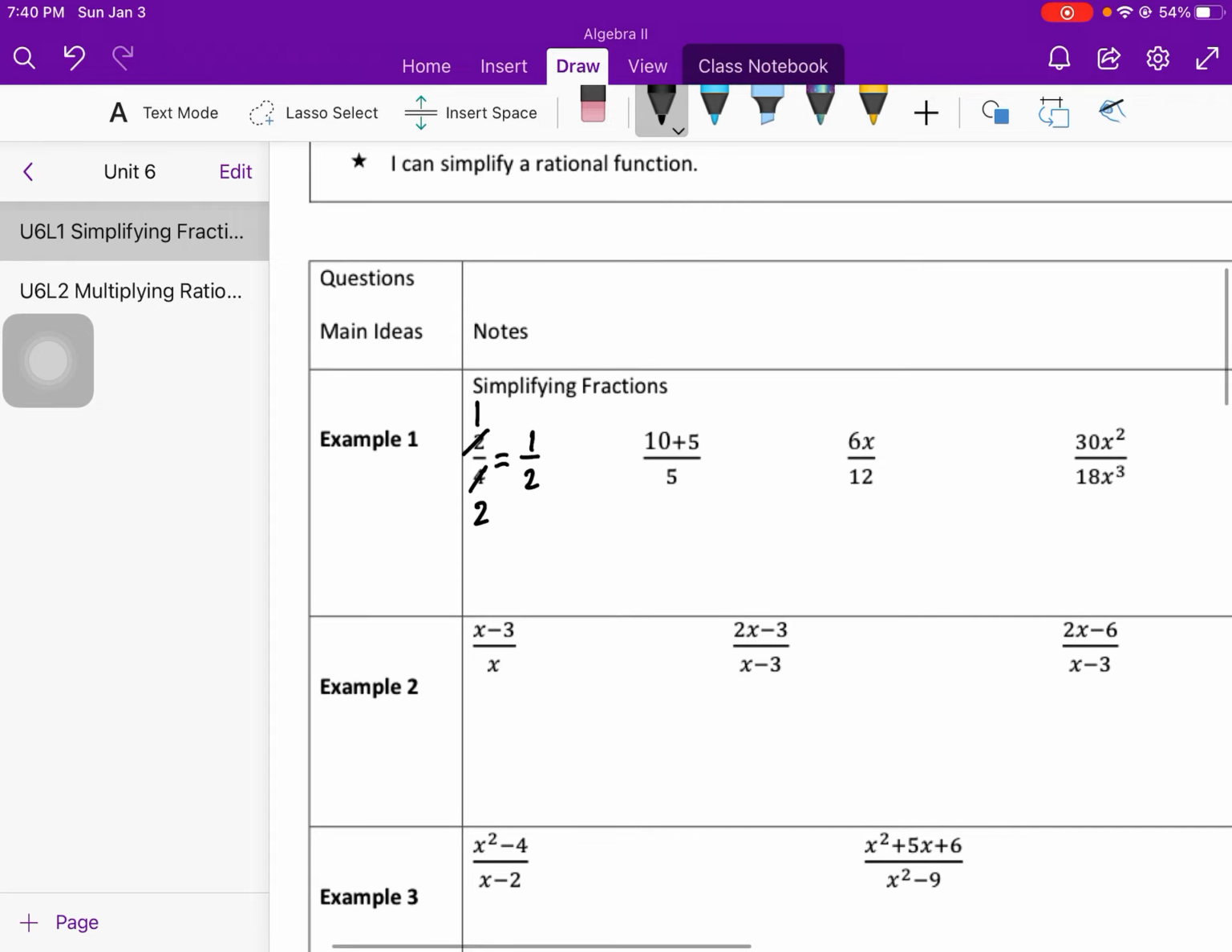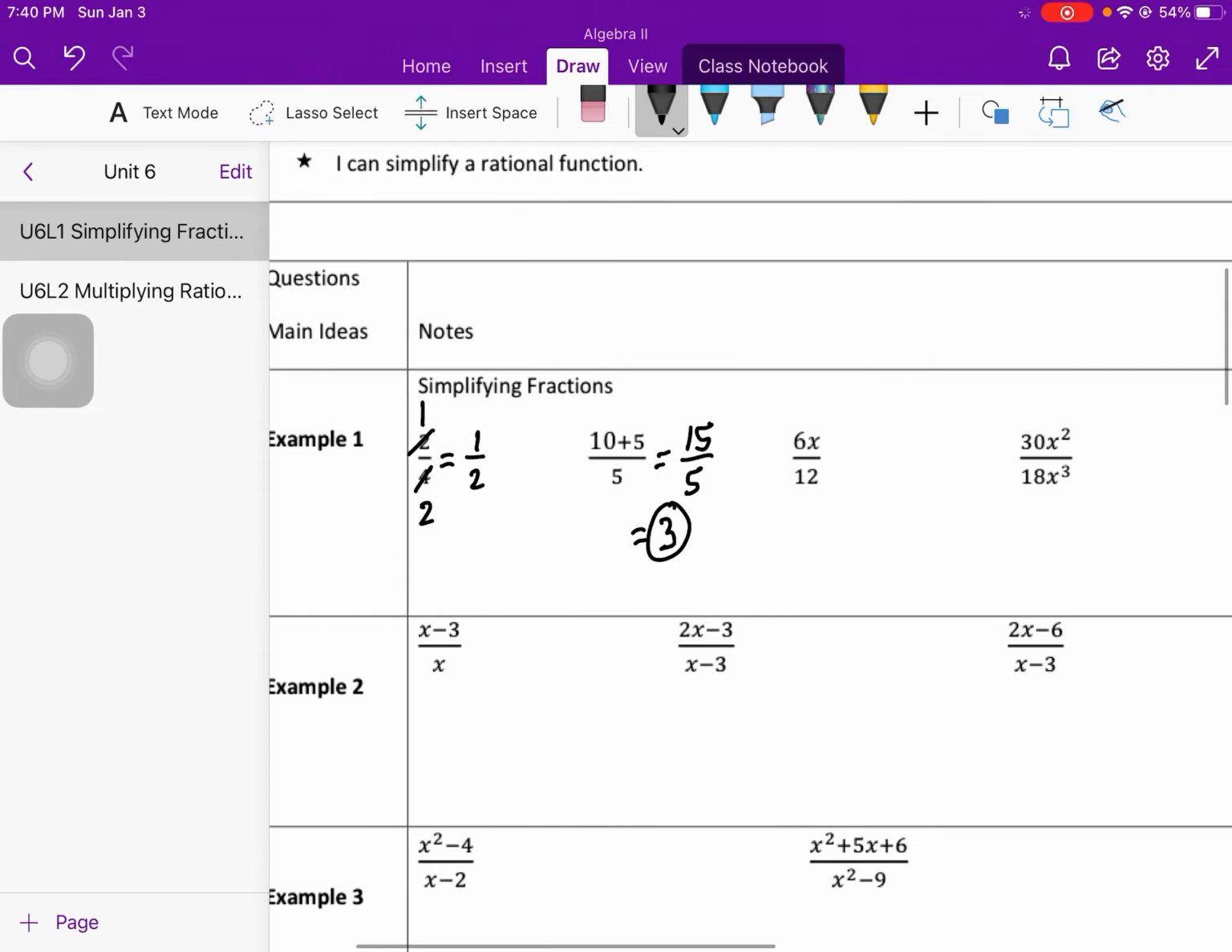The next one here, what we could do is just add up the top first. 10 plus 5 is 15. And 15 over 5 gives us 3. Pretty straightforward, nothing crazy there.